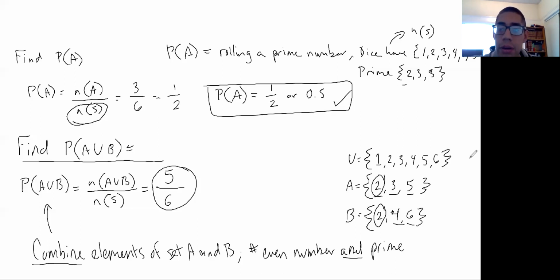If you notice here, that means that there are 3 numbers in that set, and that means that the 3 goes on top. So what is the probability of rolling a prime number? 3 out of 6, right? Because if I get any of those 3 numbers, I roll a prime number. That's half. So what is the probability of me rolling a prime number? Half, or 0.5, right?